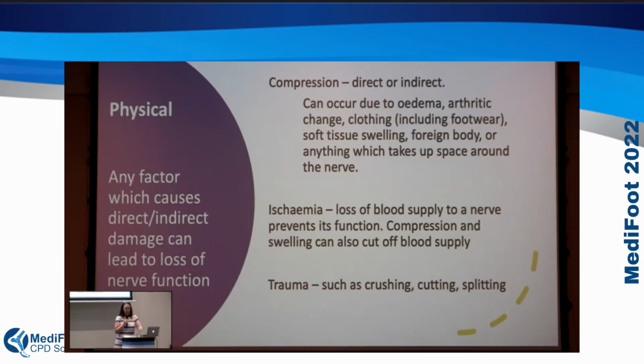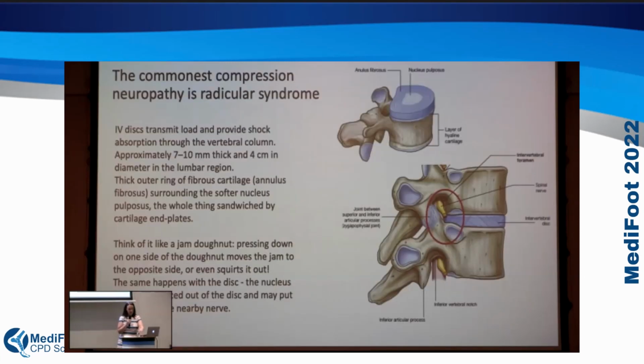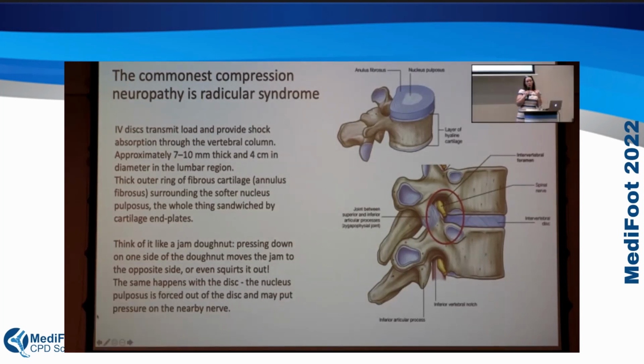And the one that's really, really common, and you'll have seen this in your patients, you may even have had this issue yourself, is where we have a disc problem. A lot of people will call it a prolapsed disc or something like that, but the correct term is radicular syndrome. A radiculopathy is a pathological change to your intervertebral disc. So IV discs, as we all know, sit between the vertebral bodies and their job is to absorb shock, but also to transmit load up and down the vertebral column. So they're there basically as shock absorbers.